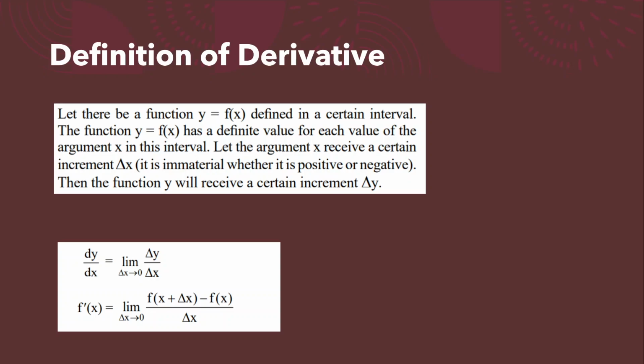Then the function y, or the value of y, will receive a certain increment, delta y, din. So, kung ano yung konting pagbabago ng x value, may katumbas na konting pagbabago sa y, yun ang ibig pong sabihin ng derivative. So, parang dy over dx, the ratio ng pagbabago ng y over pagbabago ng x, limit when delta x approaches 0. So, ang derivative ng function of x is equivalent to the limit of f of x plus delta x minus f of x over delta x as delta x approaches 0.